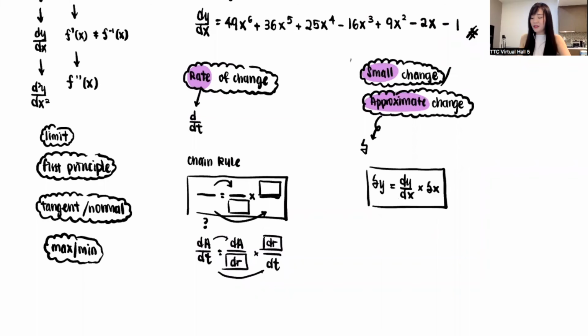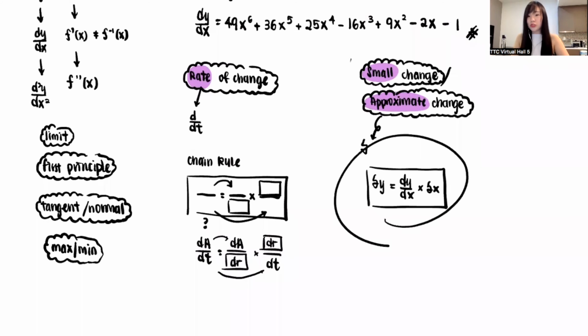And guys, I finished teaching. Today I only taught you rate of change and small change. So for rate of change, remember, you just need the chain rule. For small change, remember, you just need to use this formula. That's all. Very straightforward, okay?